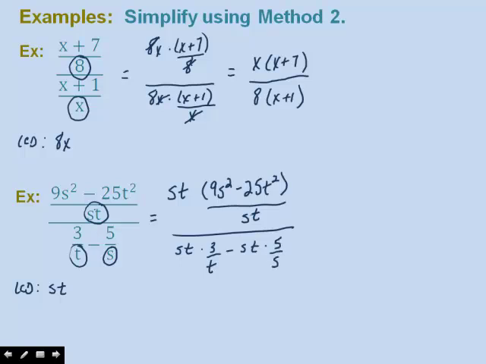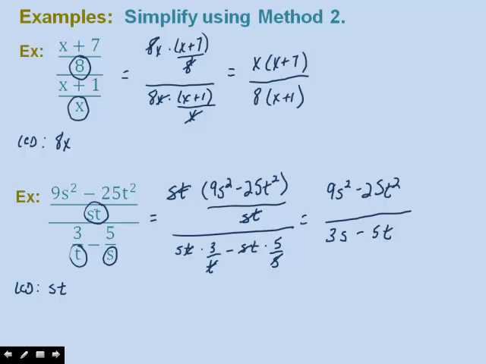Now we'll cancel. In the numerator, we can cancel the st, and in the denominator, for our first rational expression, we can cancel the t's, and in our second expression, we can cancel the s's. That gives us 9s squared minus 25t squared in our numerator, and in the denominator, we have a 3s from our first rational expression and a 5t from our second one.